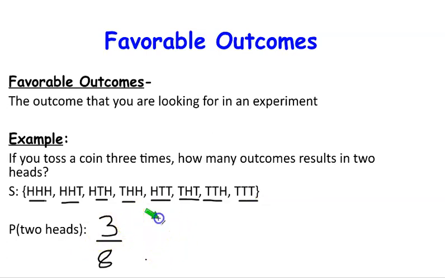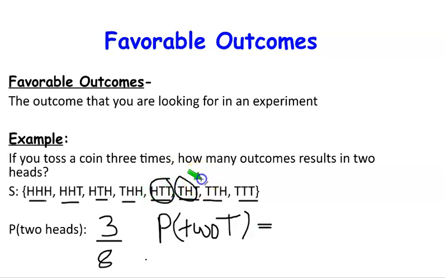Okay. Let's try this one. What's the probability of 2 tails? And I'll just put T for tails. So look at all your choices in your sample space. What's the probability of flipping 2 tails? You have to find them. Here's one. Here's one. Oh, look at that. It's also 3/8. 3 out of 8.